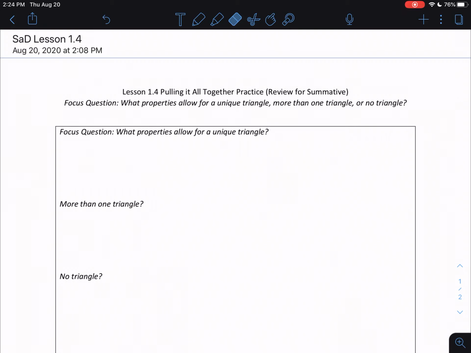I am just going to be going over some of the properties and requirements for how many triangles can be made given certain conditions, given certain information. We've talked about given side lengths or given angles and how many triangles can be made. First, what information do we have to be given to make just one unique triangle, so exactly one triangle.